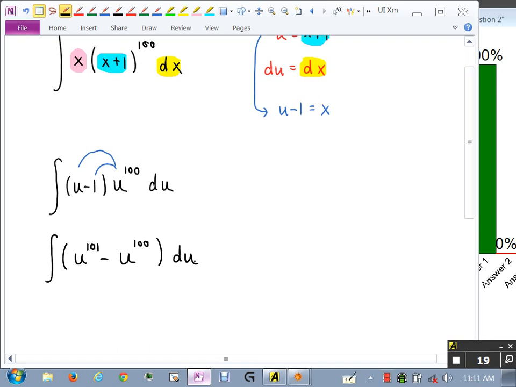Now just power rule. So the antiderivative is going to be 1 over 102 u to the 102 minus 1 over 101 u to the 101 plus my constant. And lastly, we replace u with x plus 1.